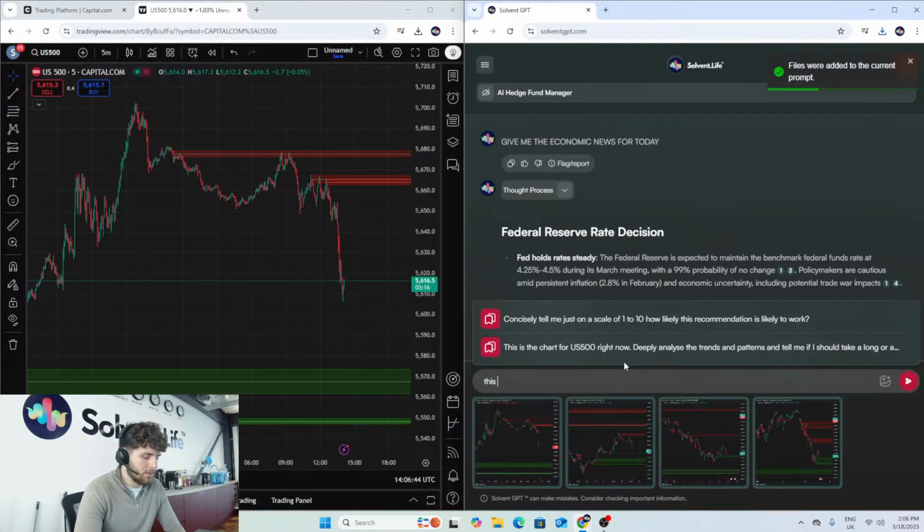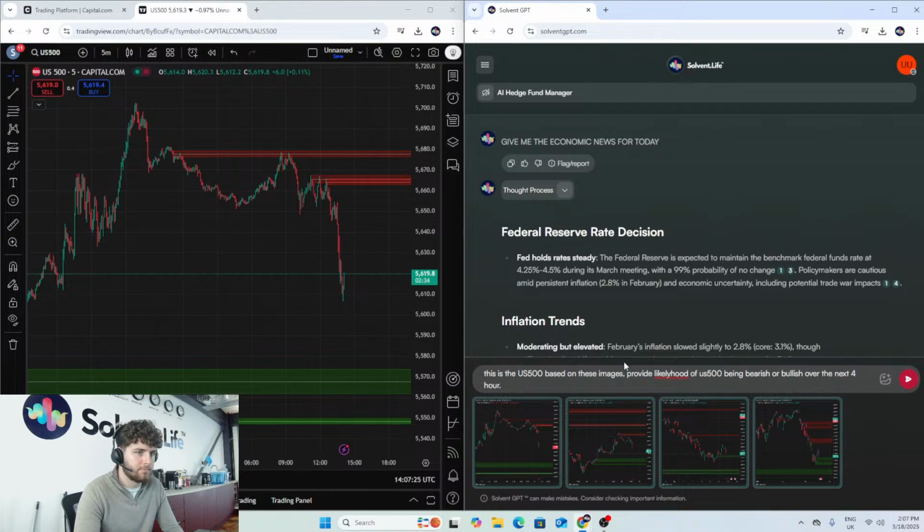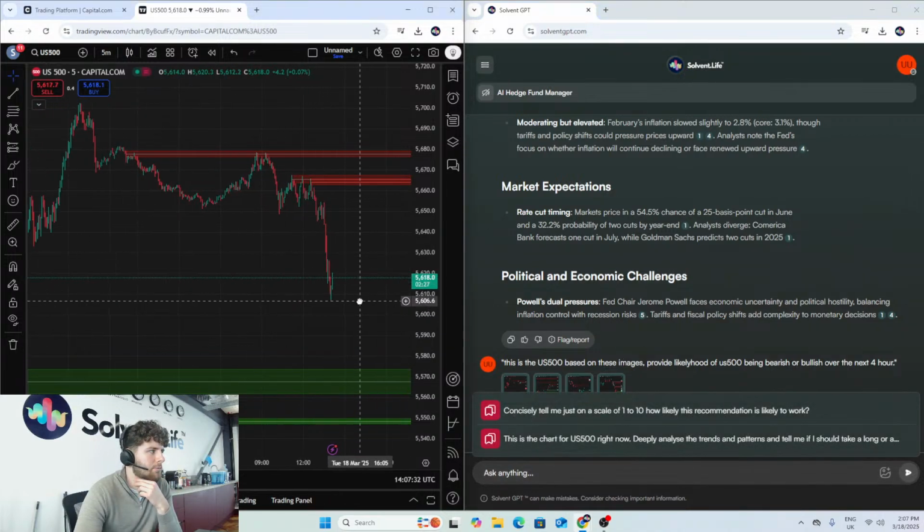So this is the US 500. Based on these images, provide likelihood of US 500 being bearish or bullish over the next, let's say, 4 hours. So I definitely think a sell would be very plausible here.